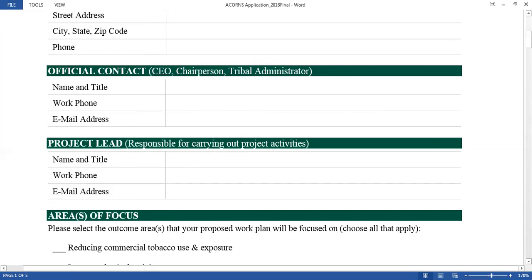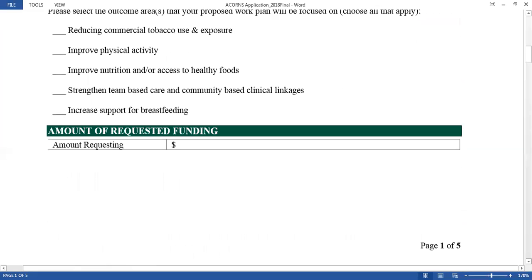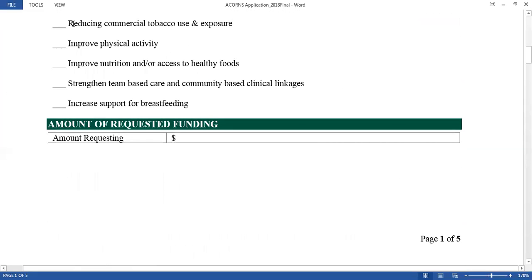You must choose at least one and can choose up to all of them. You will only select the ones in which your proposed work plan will be working towards. So if I do not have any activities in my work plan that increase the support for breastfeeding, I will not select that. But if I do have ones that will improve physical activity, I will select physical activity.